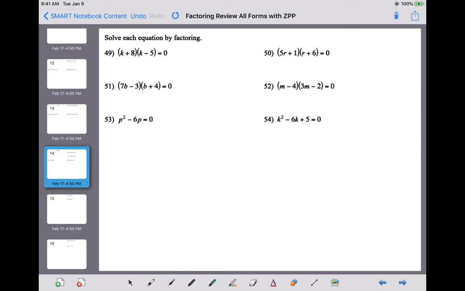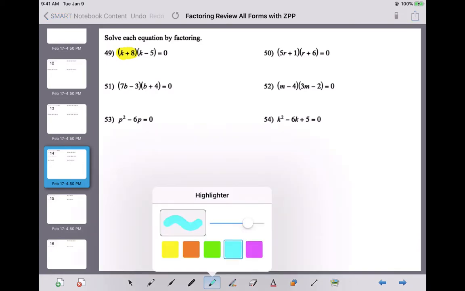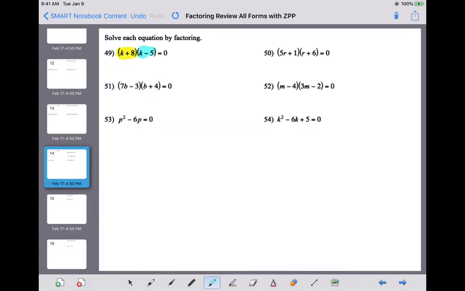So number 49 is already factored for you, right? Doesn't that look like factored form? And you can't factor either of these factors any further. So we're done factoring. Now we just need to solve the equation. We need to figure out what makes the left side truly equal 0, like it's supposed to make the left side equal the right side.